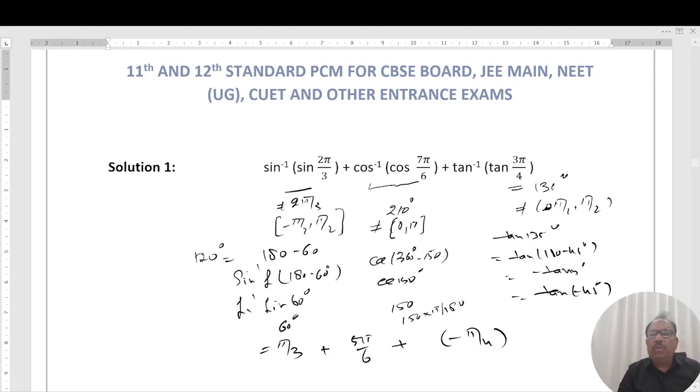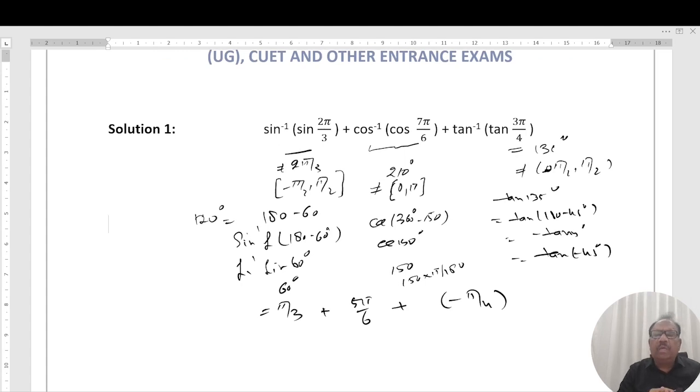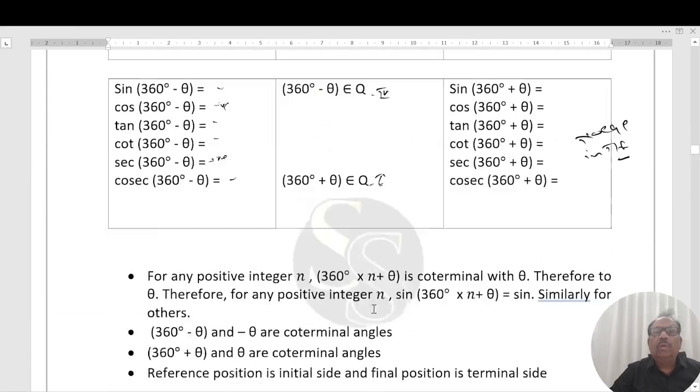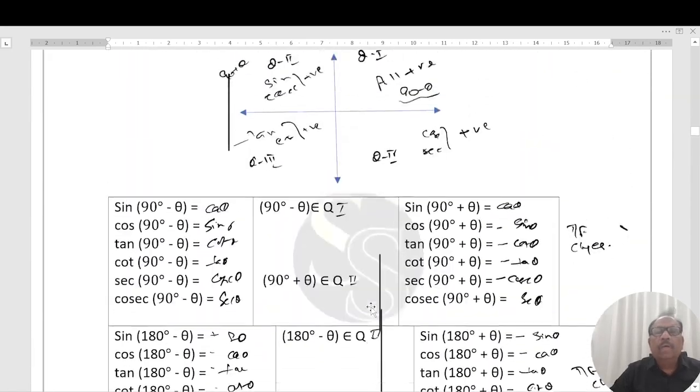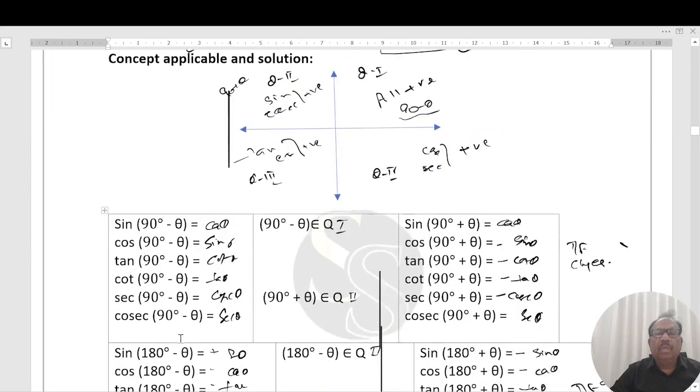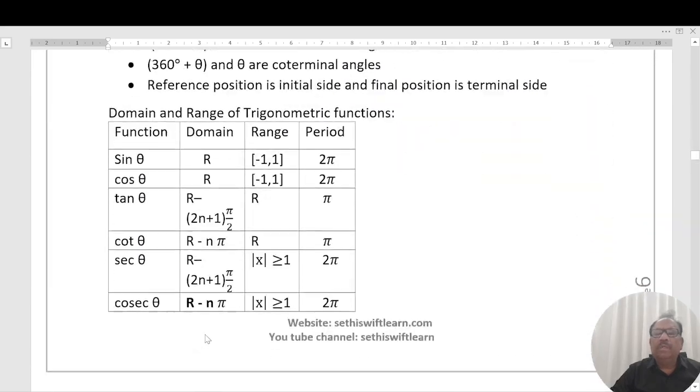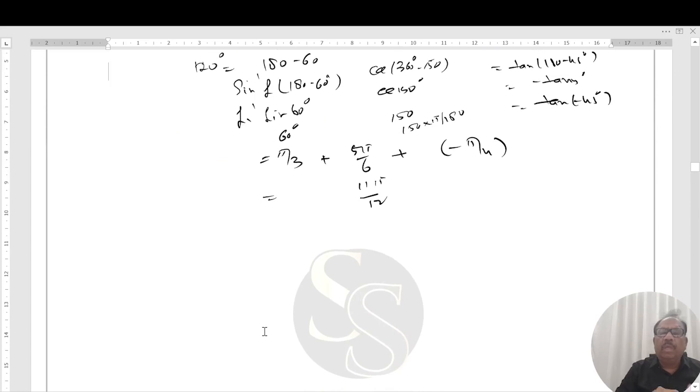We have to find the value of this. On simplification, we get the answer 11 pi by 12. What is the correct option? A is the correct answer. Right? A is the correct option. Now, I will discuss another question on the inverse trigonometric properties. Let's start that one.